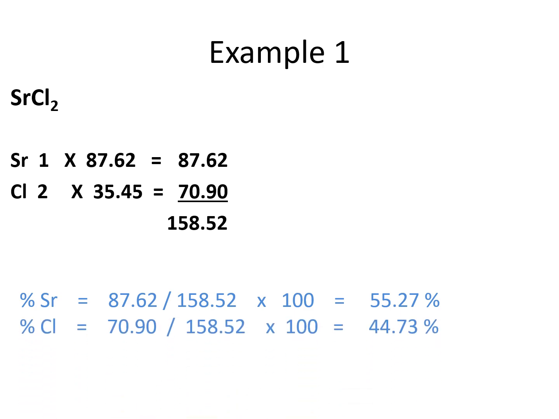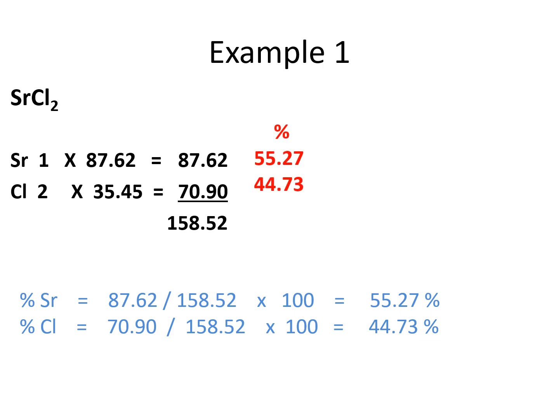And then for Cl, you're going to take the 70.90, not the 35.45, the total. 70.90 divided by the same number, the total for the whole compound, 158.52, times 100, round to the hundredths place. Now I did those below in blue because I wanted you to see how I got the numbers. But when I show my work for this, I don't show the blue part.